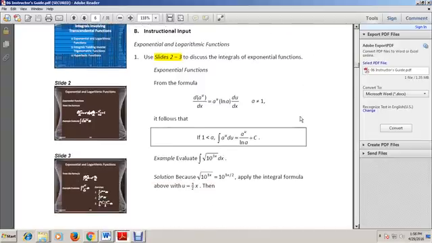Okay, so as of this topic, I will now be discussing some of the techniques of integration of transcendental functions.